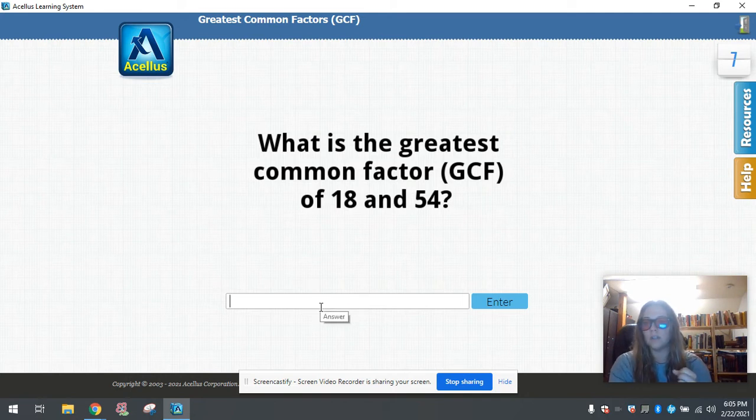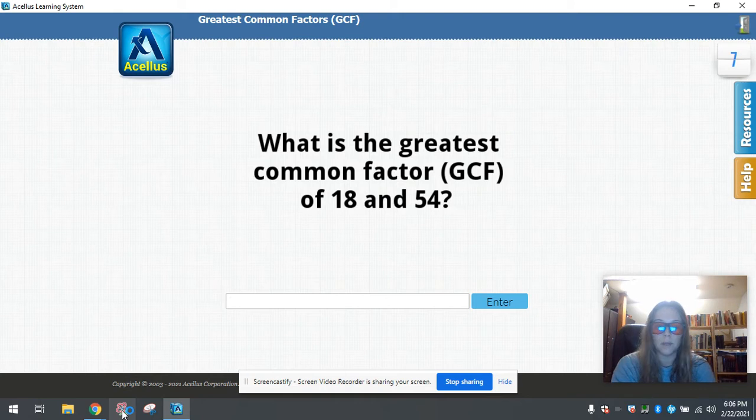Now, a factor is a number that fits into another number evenly. So like off the top of my head, I know 18 is divisible by 2, so 2 is a factor in 18. 18 is divisible by 3. If I do 3 times 6, I get 18. So 3 and 6 are also factors in 18. We want to find the biggest number, the greatest number that fits into both 18 and 54. So we can do that by doing factor trees.